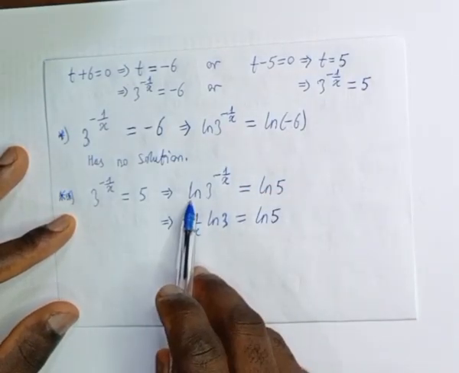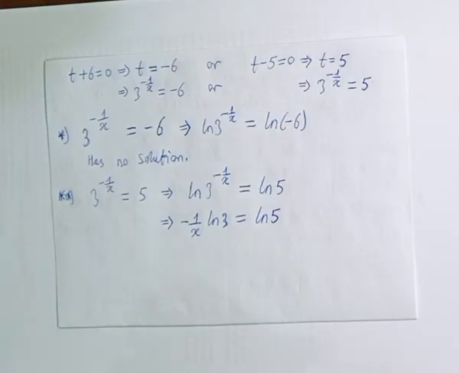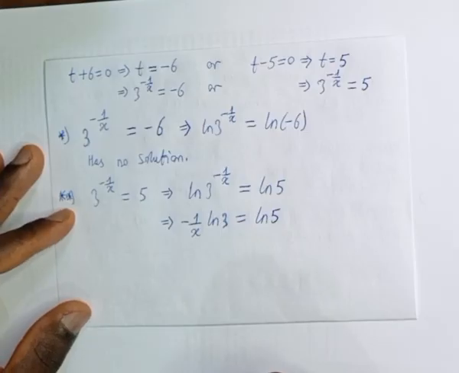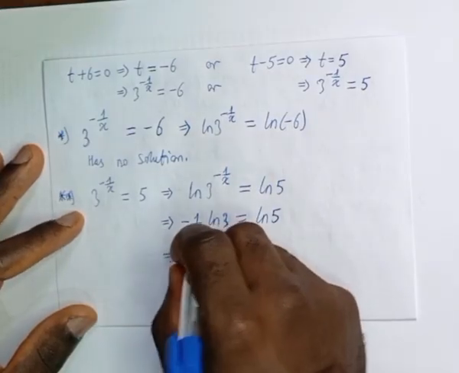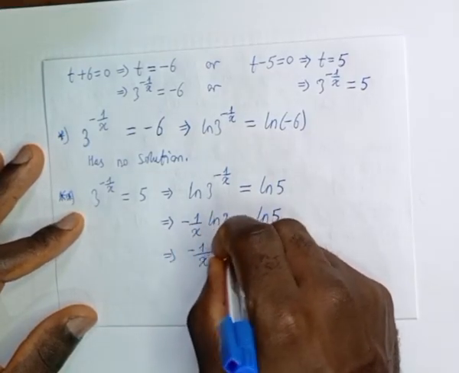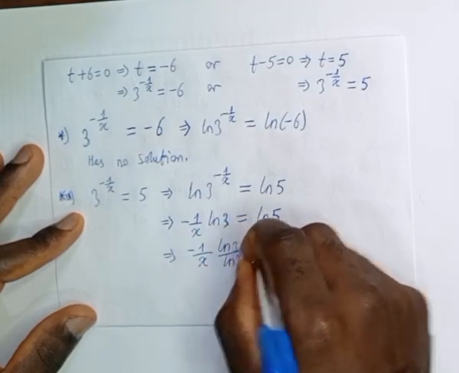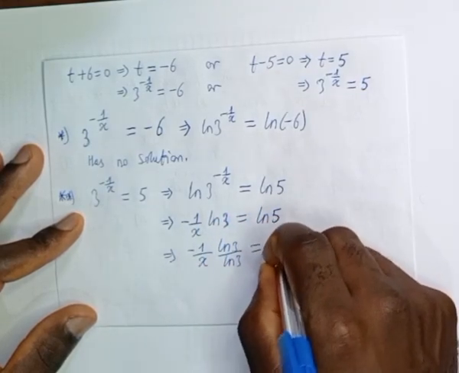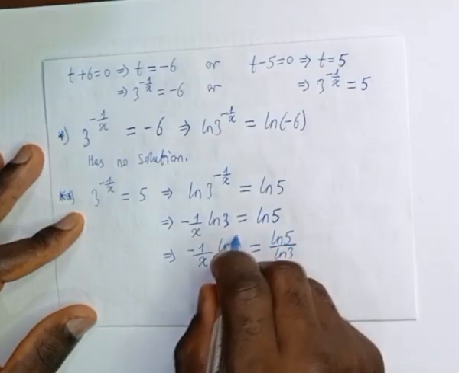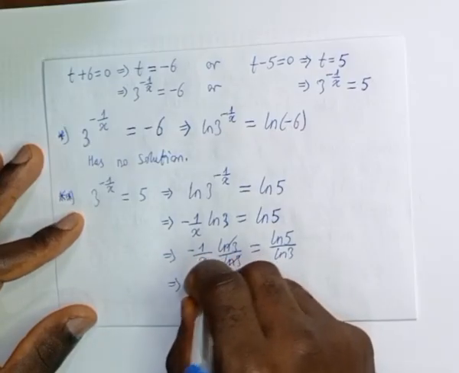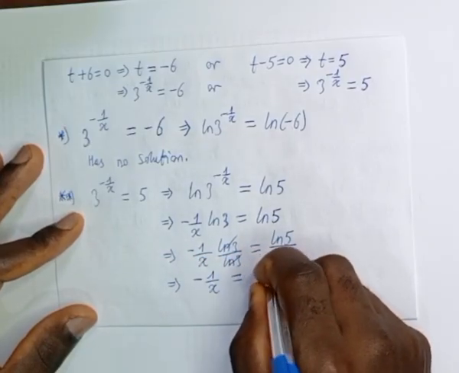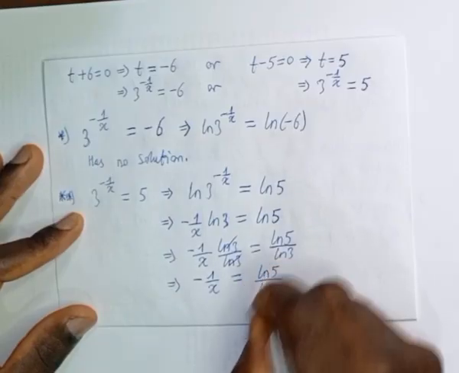Take note, you must not take ln. You can decide to take log to the base 10. You will still obtain the same solution. Next step, we are going to divide both sides by the ln of 3. Then -1 over x times ln 3 divided by ln 3 will be equal to ln 5 divided by ln 3. Ln 3 will strike off ln 3 on the left hand side. Then negative 1 over x will be equal to the ln of 5 over the ln of 3.